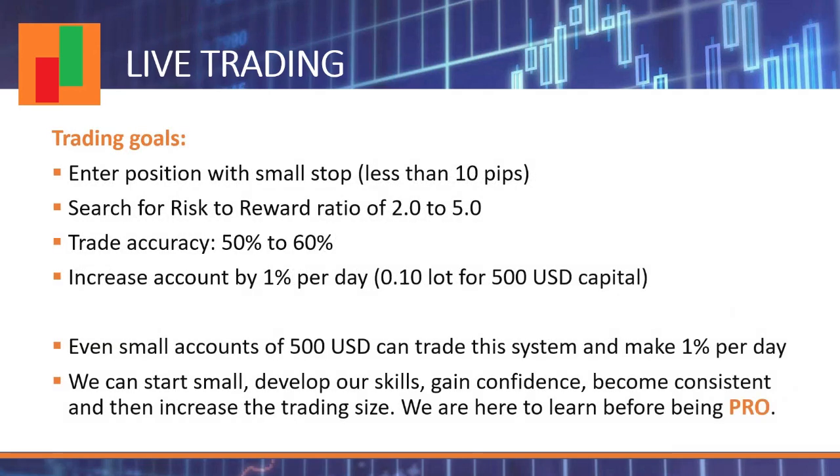Let's talk about the goals of our system. The system was built to trade small operations in the market. The idea is to trade with a small risk, and aim for a reward to risk ratio above 2.0. We can usually achieve a reward to risk ratio of 3 to 5. We do not need to be very accurate to make money with this system. Accuracy of 50% to 60% can be enough to achieve profitability.